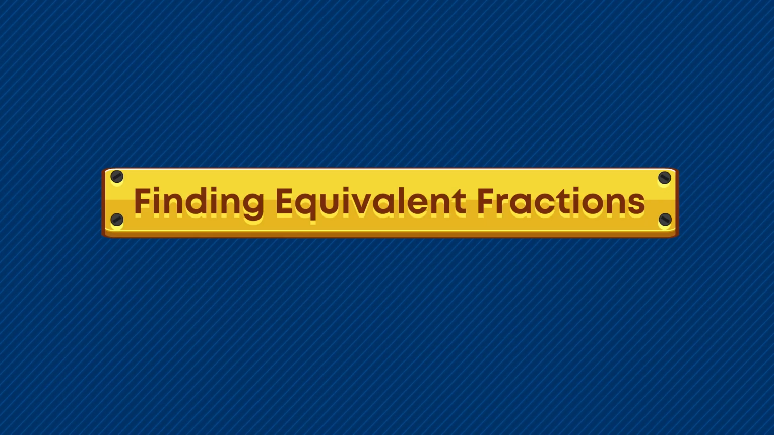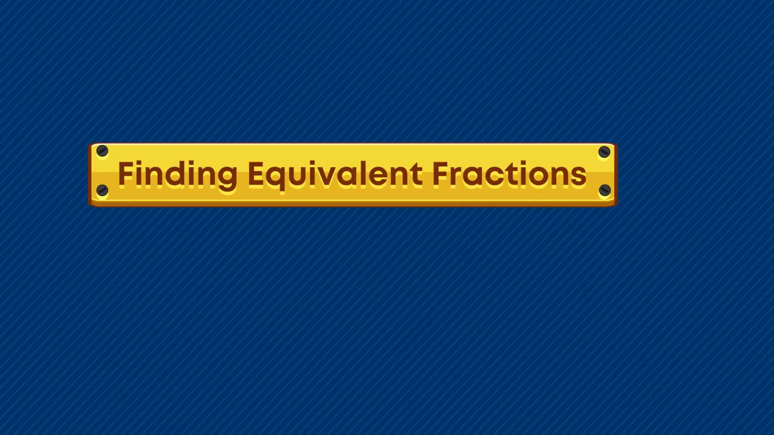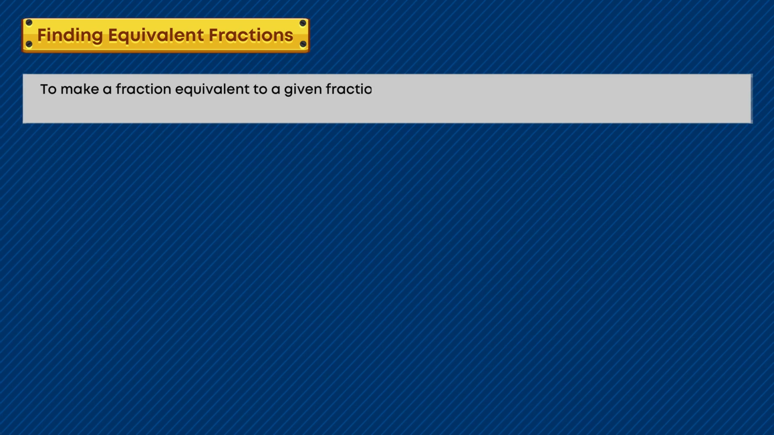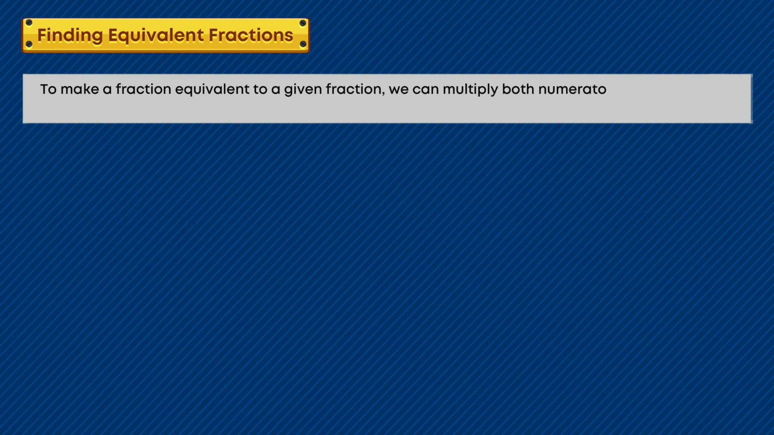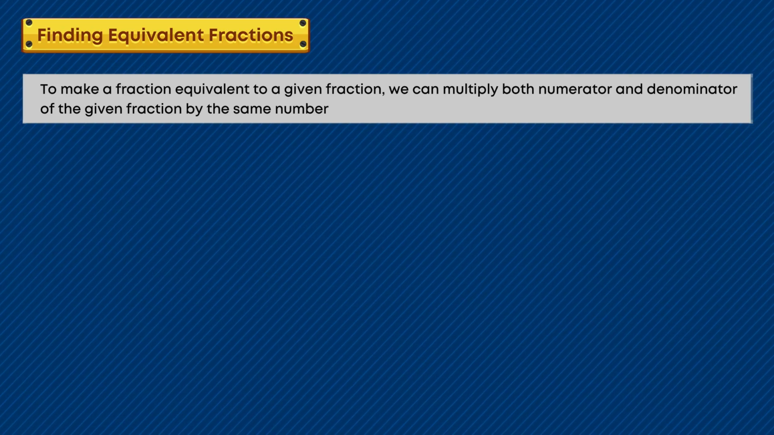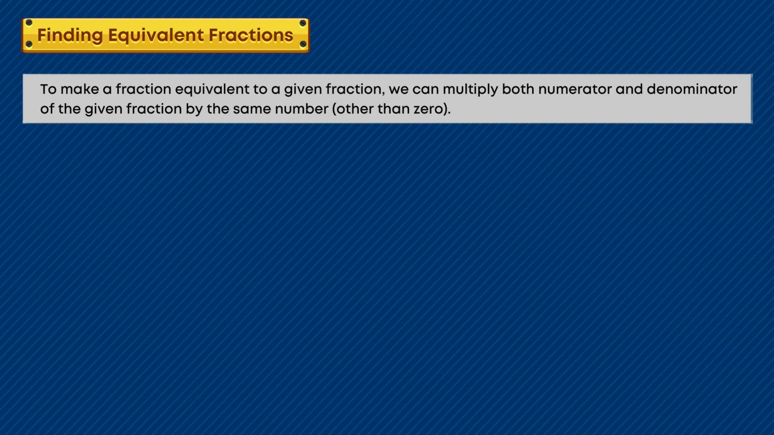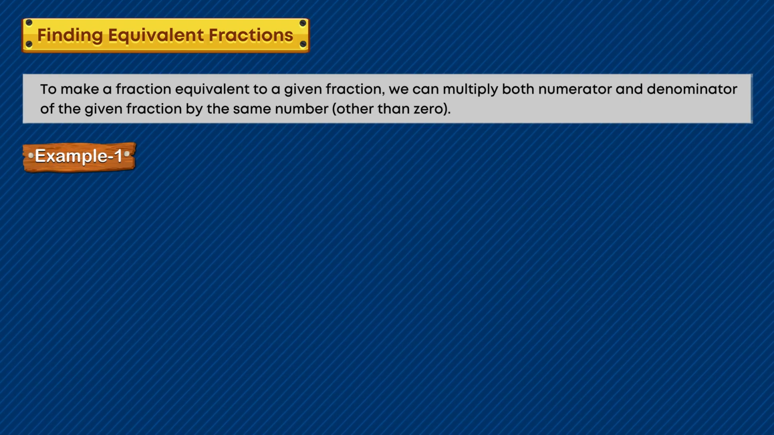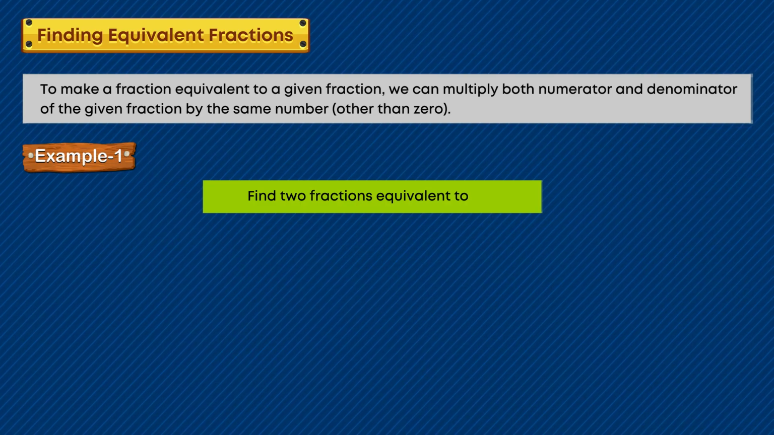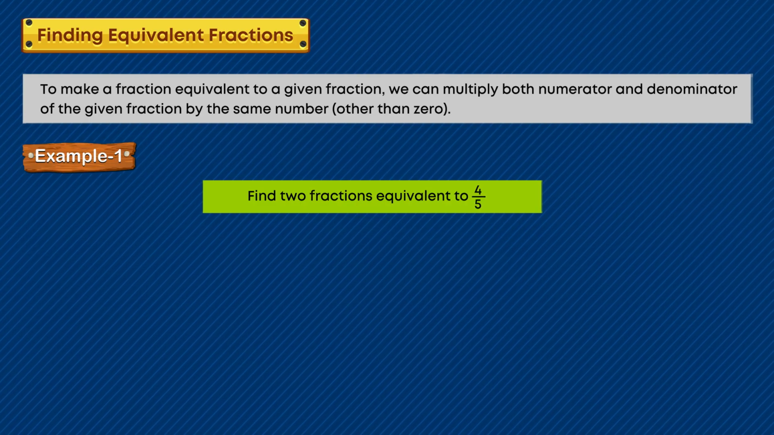Finding equivalent fractions. To make a fraction equivalent to a given fraction, we can multiply both numerator and denominator of the given fraction by the same number, other than 0. Example 1. Find two fractions equivalent to 4 by 5.